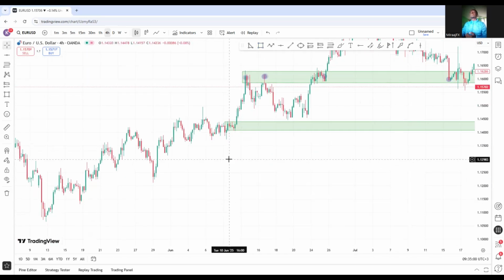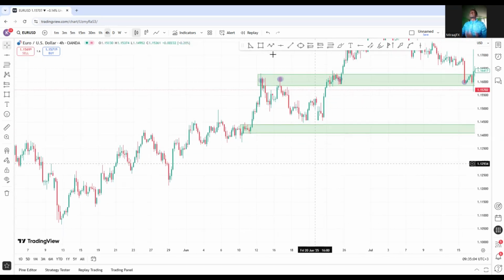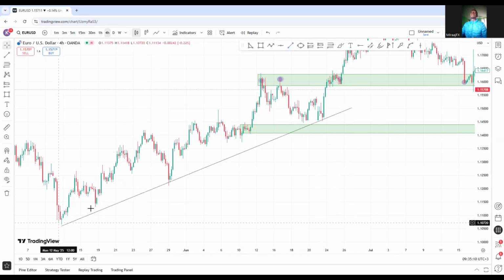So you can also take a look at support in terms of trend lines. Like for example, you can say that is my trend line. So this is my support. 1, 2, 3, 4. These are areas in the market where the market bounced back from repeatedly.